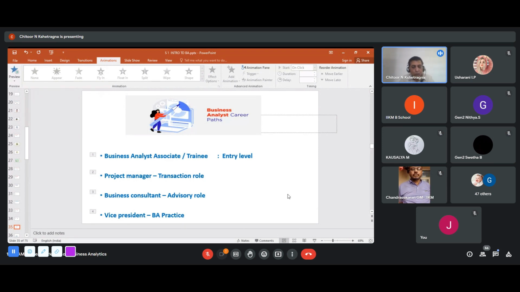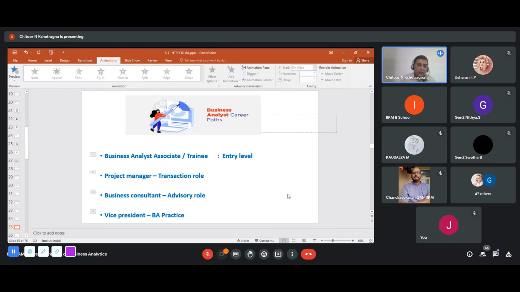So project manager is more about driving your internal team, all the business analysts, associate trainees. You're going to train them and then put them onto the project. That's the project manager role. Because the business consultant role is very rich. You should know the industry. You should know the retail industry.